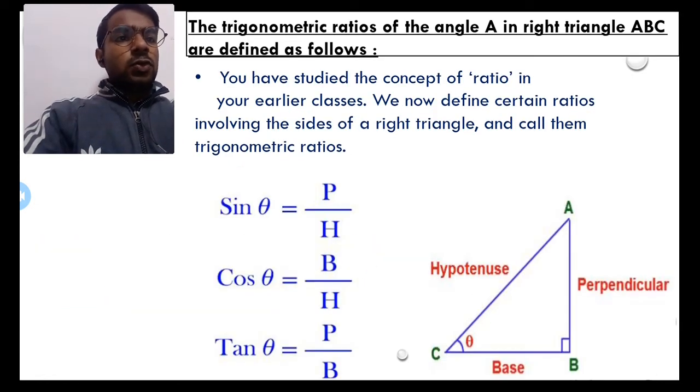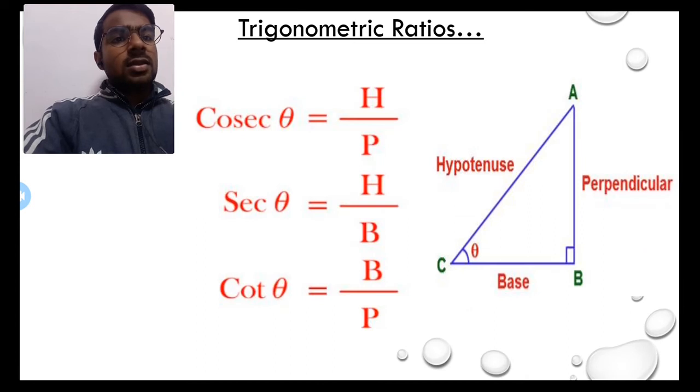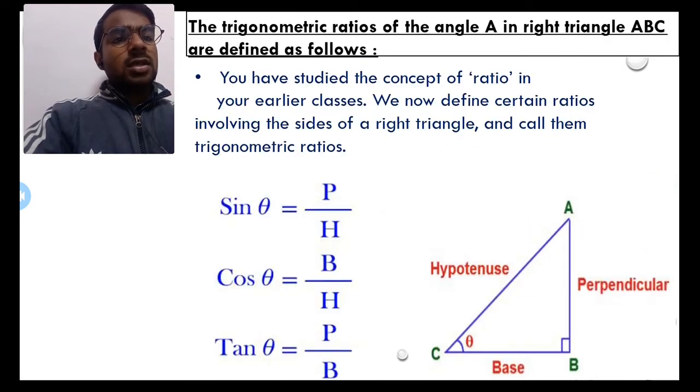So let's move to the trigonometric ratios. In earlier classes you have studied the concept of ratios. We now define certain ratios involving the sides of a right angle triangle and call them trigonometric ratios. The trigonometric ratios are sine, cos, tan, cosec, sec and cot. These six are the trigonometric ratios. You have already studied them in earlier classes, but here we study the concept in a right angle triangle.